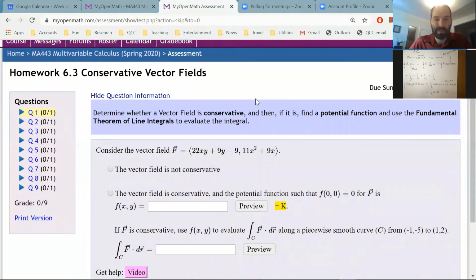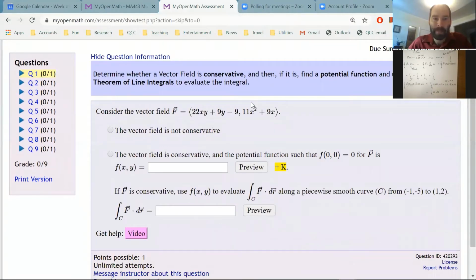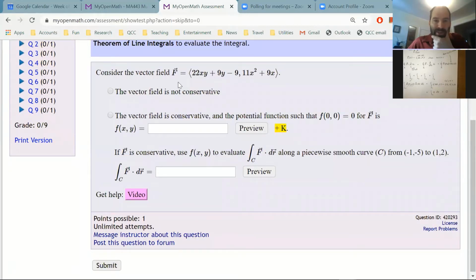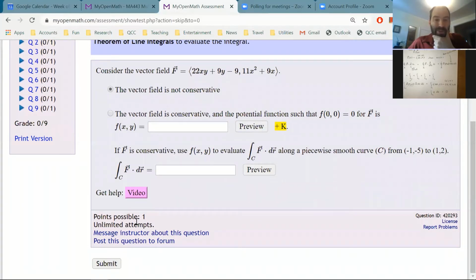I want to point out something. In section 6.3, the very first problem looks like this. Consider a vector field. And then they want you to determine, is it conservative or not, right? If it's not conservative, you're done, all right? You just hit submit at this point, because it's not going to matter what you put here, all right? But if it is conservative, so you're going to check, then you're going to go through and find the potential function. And that's what it means to be conservative, is that it has a potential function. So if it's conservative, you're going to be able to find this potential function.